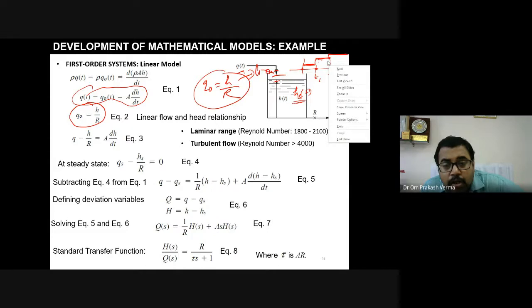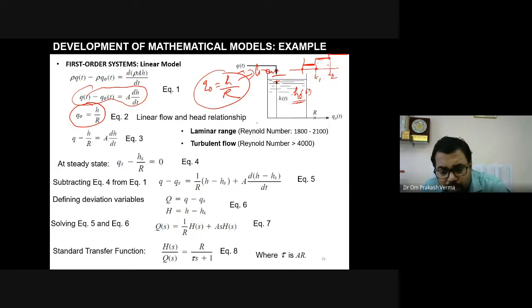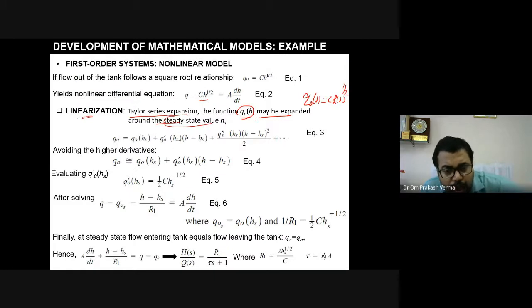So based on this value, you have to decide your steady state value. My point is only this one: this Q naught(H) may be expanded only around this steady state value.